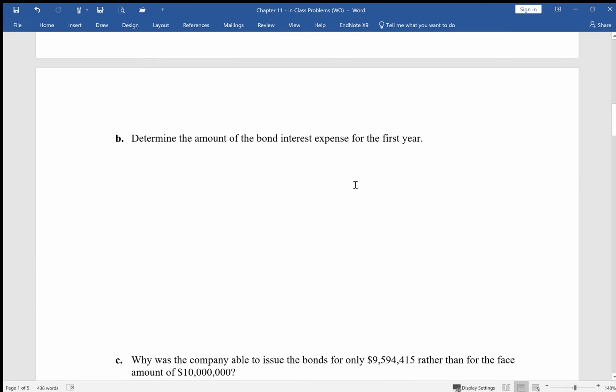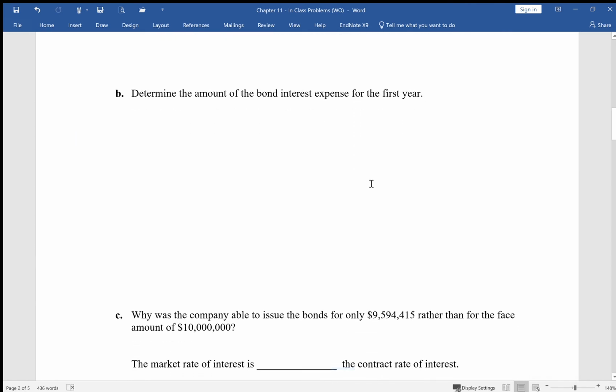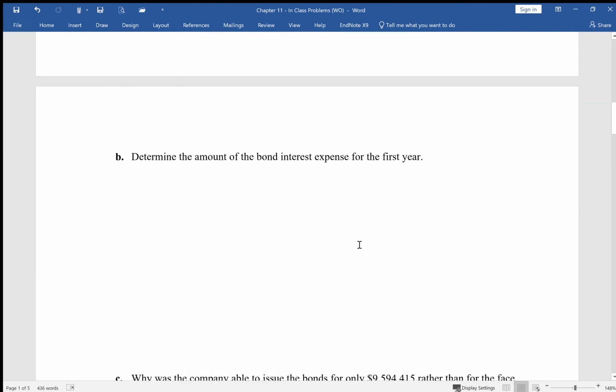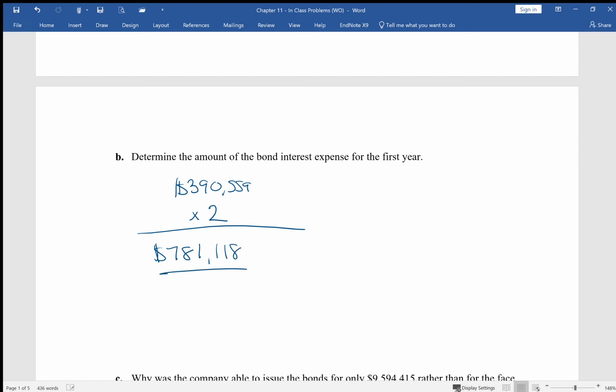Okay, if we move on to part B, it says determine the amount of the bond interest expense for the first year. Okay, so in part A, 2 and 3, we had interest expense of $390,559 twice. So to figure out what it will be for the whole year, we just take that $390,559, multiply by 2, and you get $781,118.